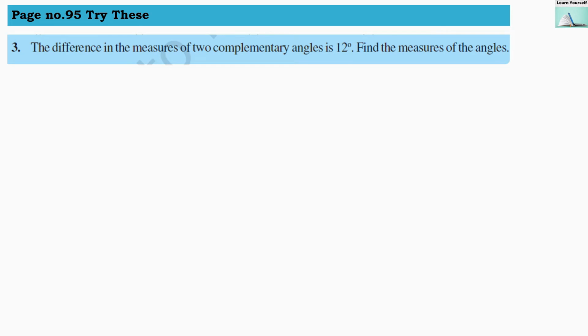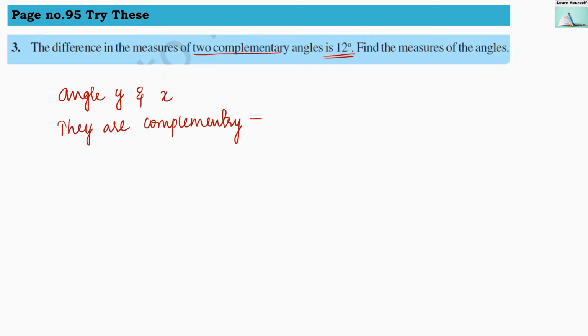Third question. The difference in the measures of two complementary angles is 12-degree. Find the measures of angles. First information what they have given is two complementary angles. So we have two complementary angles, angle Y and angle X. They are complementary. That means X plus Y should give us 90-degree in total. Now they are saying that the difference in the measure is 12-degree. Difference means when we subtract one angle from another one, it should give us 12-degree.